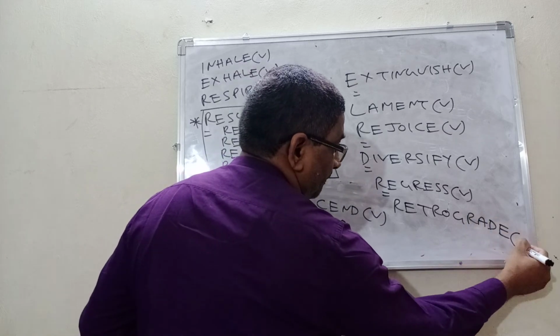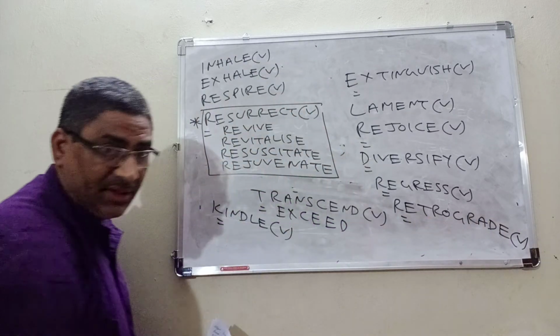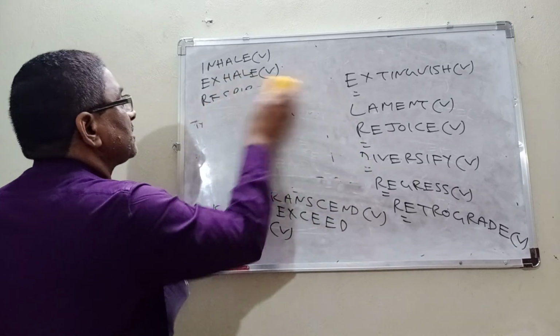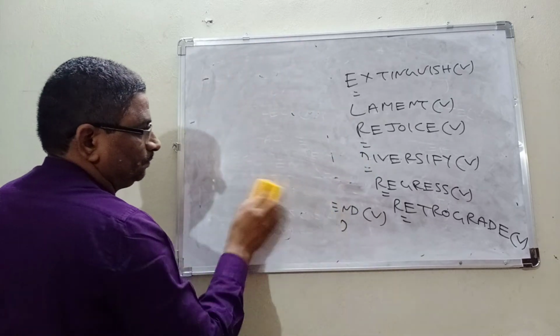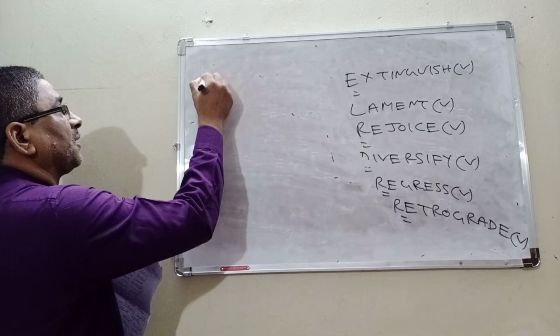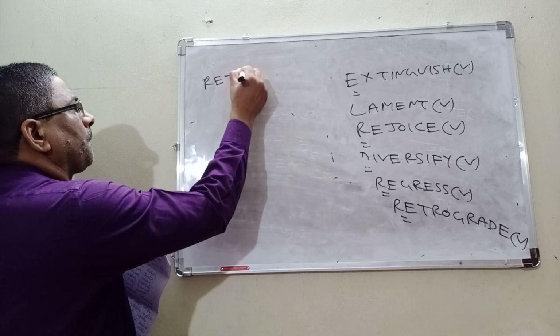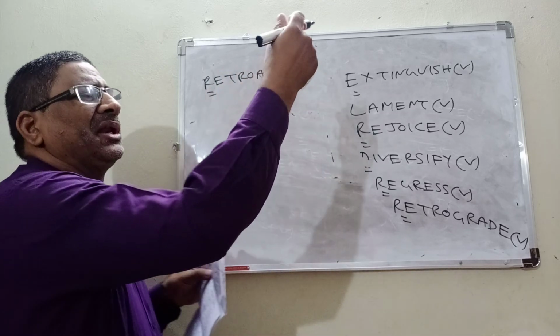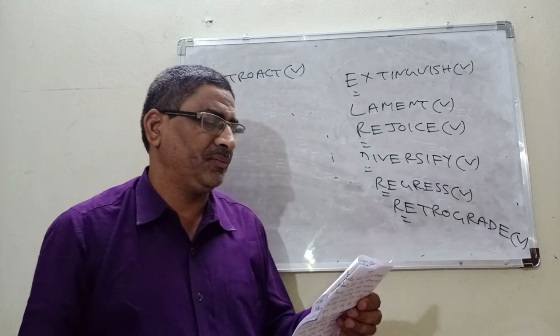Retrograde. What is retrograde? To reduce the quality, to reduce the standard. That is called a retrograde. Next, retroact. Retroact means to act in the backward direction, to go in the backward direction.